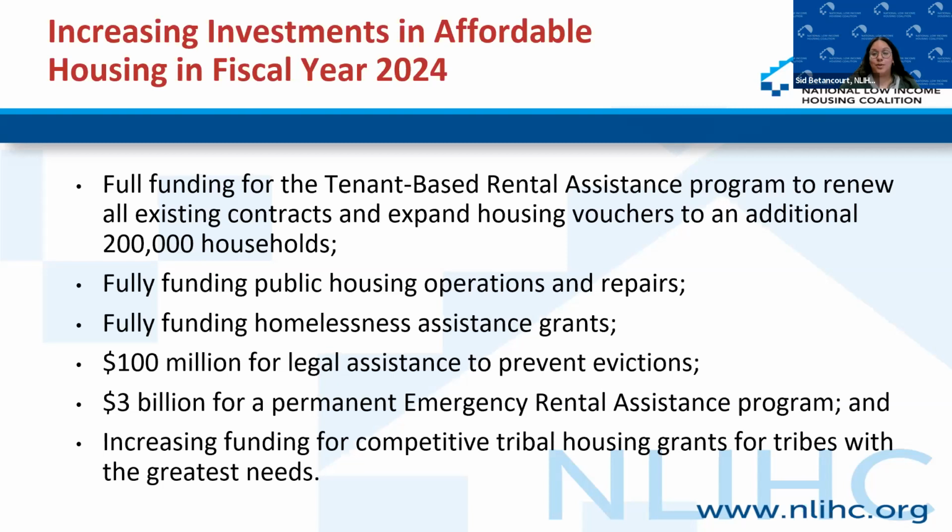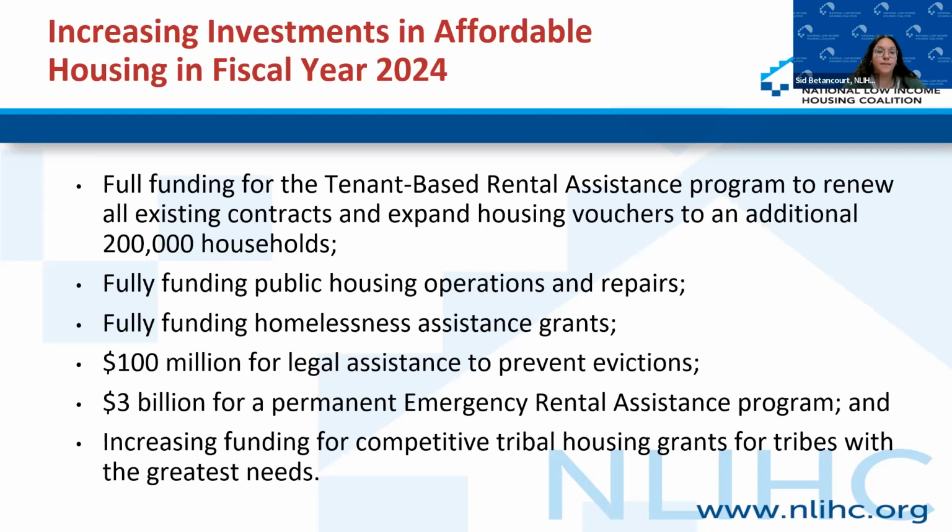A lot of it has to do with our long-term goals and sustaining affordable housing for everyone across the country. So we want to make sure that we have full funding for tenant-based rental assistance programs, so that we have additional or expanded contracts and vouchers for folks, so that there's affordable housing for an additional 200,000 households. We're going to want to make sure that we have fully funded public housing operations and repairs, and fully funded homeless assistance grants, which will probably impact you all the most.